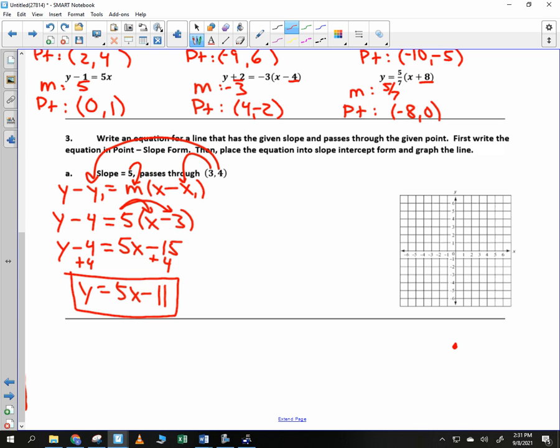If you wanted to graph that, you could plot a y-intercept of -11. I'm just going to estimate it's about down there. Then to get your next point, we can rise 5 and run 1. Rise 5 and run 1, rise 5 and run 1. Not too bad.